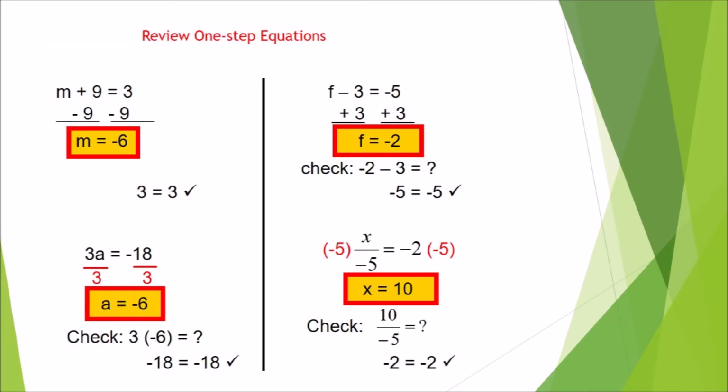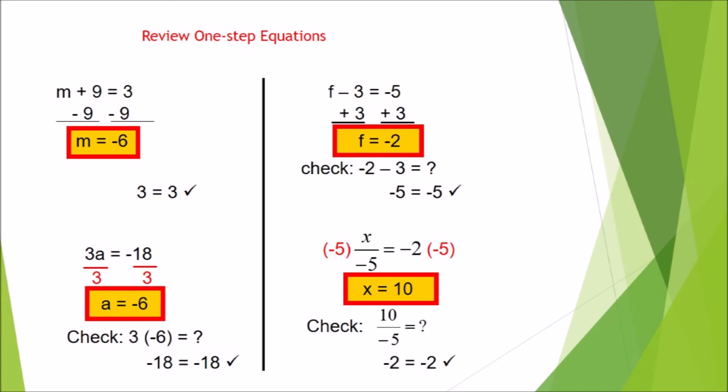Let's remember the one-step equation we took before, just like m plus 9 equals 3. So what is the value of m? If we subtract 9 from both sides, m plus 9 minus 9 and 3 minus 9, m will be negative 6. If we check the answer, putting negative 6 instead of m, negative 6 plus 9 equals 3. So we are right.